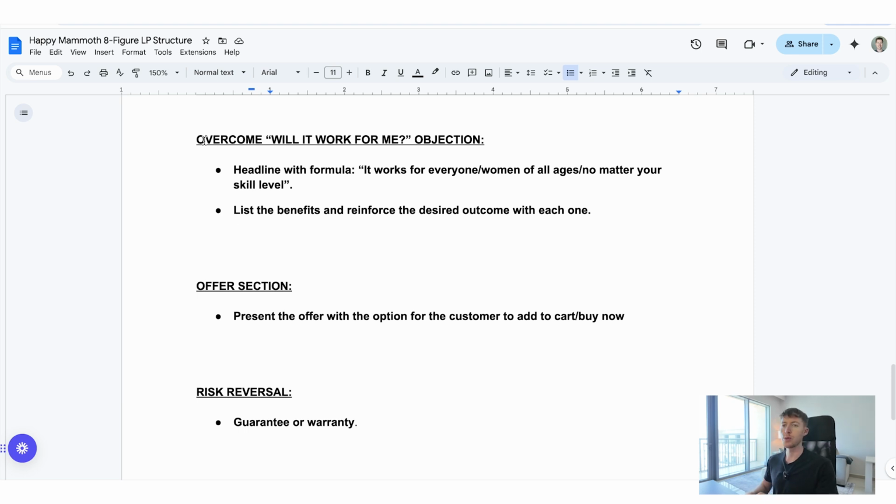After this, what do we do? We overcome the "will it work for me" objection, right? Because customers at this point, they're like, okay, this is great, but does it work for me, right? I've tried a few different things. I don't really know, okay, it's worked for other people. Does it work for me?